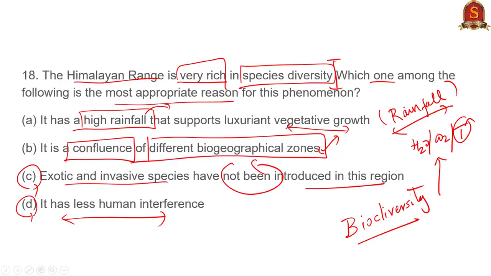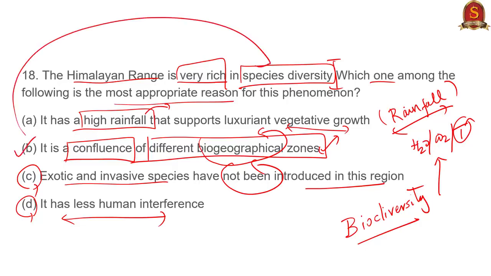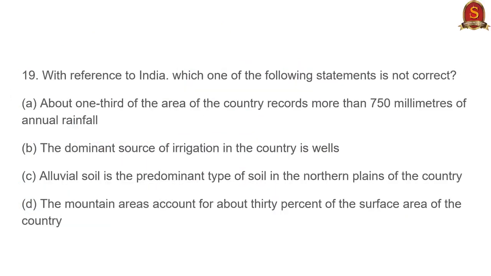But option B is very clear. Different biogeographical regions in which multiple ecosystems coexist, and that simply talks about biodiversity. So you take the answer directly from the question itself. You need not break your head about less human interference or whether invasive species are present in the Himalayas or not. The answer is derived from the question itself. It's again a logical reasoning based question.